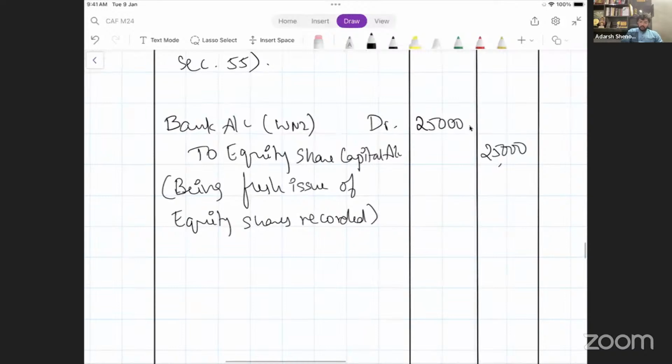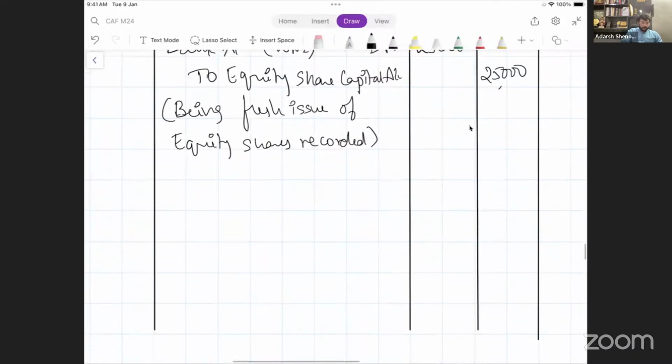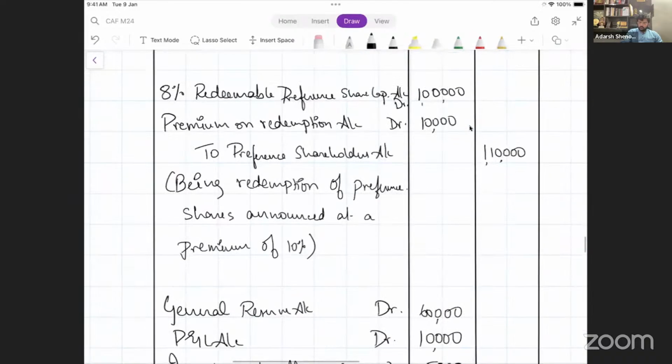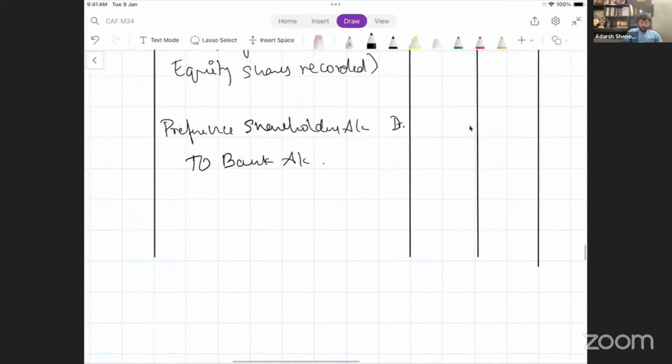And finally, we will have to repay the preference shareholders and also write off the premium on redemption. So preference shareholders account debit to bank account. We will have to pay them how much? 1,10,000.